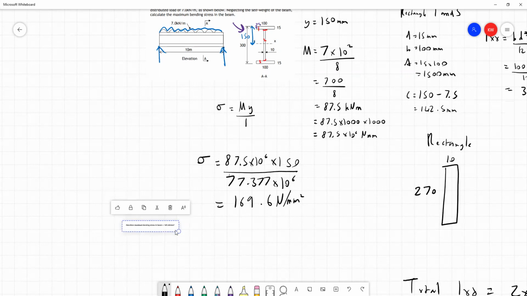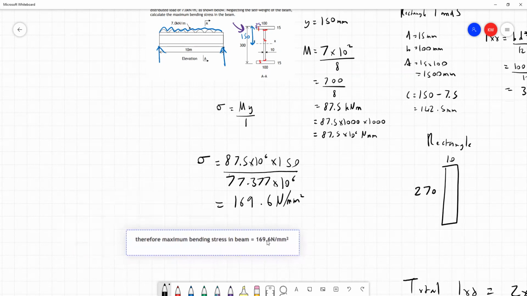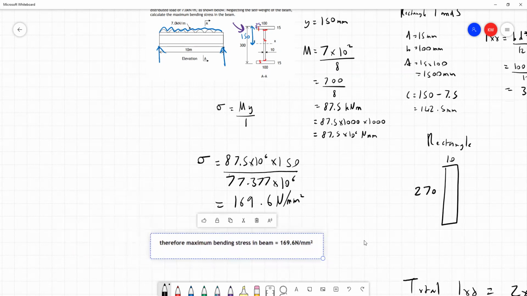the maximum bending stress in the beam is 169.6 newtons per millimeter squared. And it's important we say maximum bending stress because we're basing this on maximum bending moment. This is not going to be the bending stress at every point along the beam that we're considering, but the maximum I think is going to be important because that's going to be the criteria by which a beam is deformed or fails at.